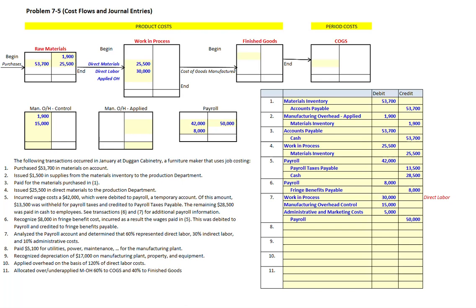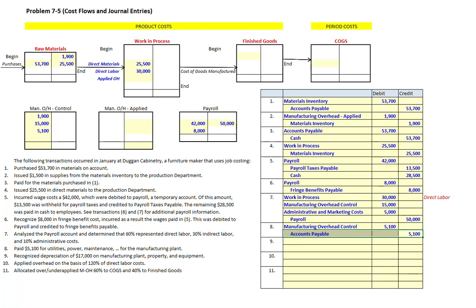In transaction number 8, we're told that we paid $5,100 for utilities, power, and maintenance for the manufacturing plant. So that's a debit to manufacturing overhead control. And again, notice it's posted to the left-hand side of that T account. And we will credit accounts payable for the $5,100 as well.